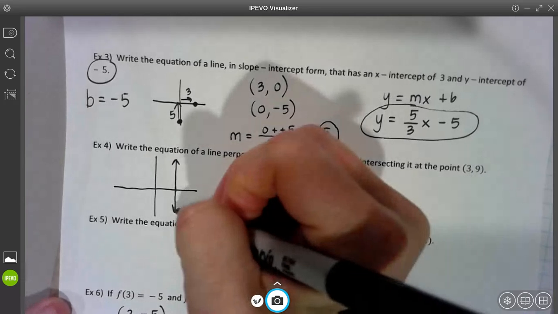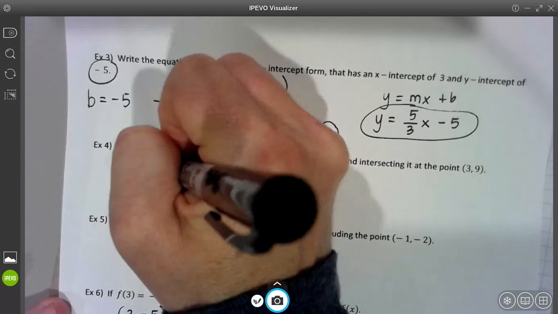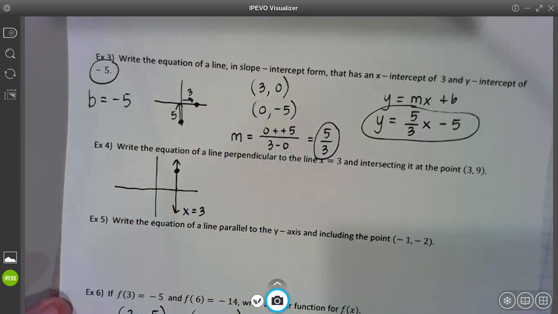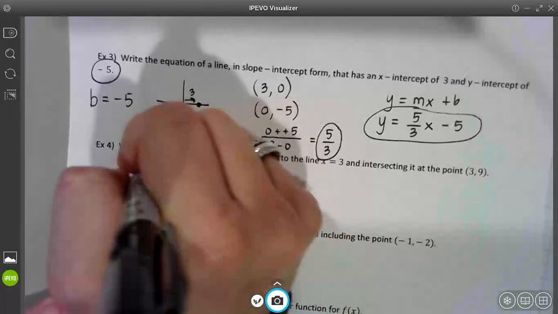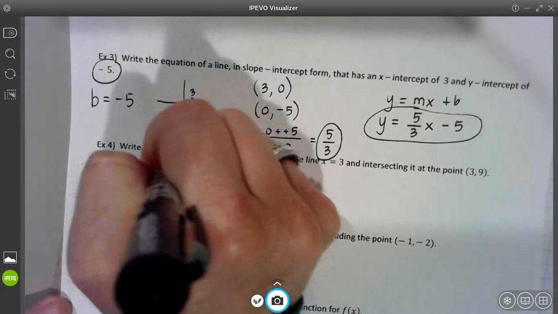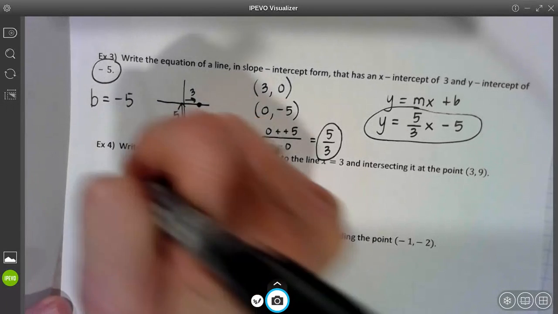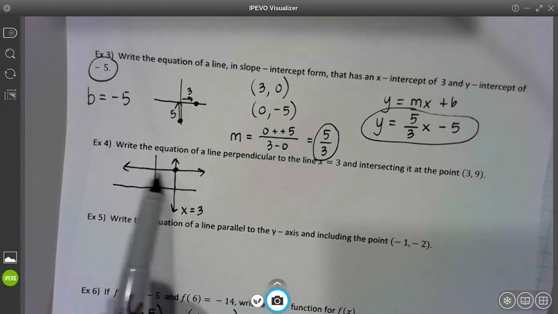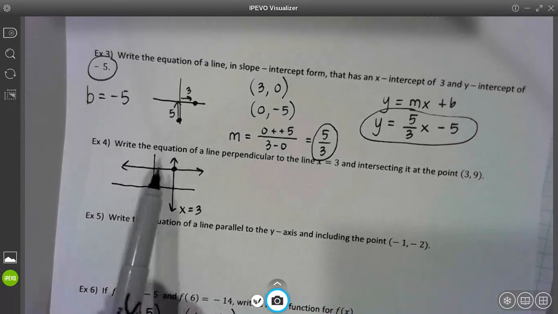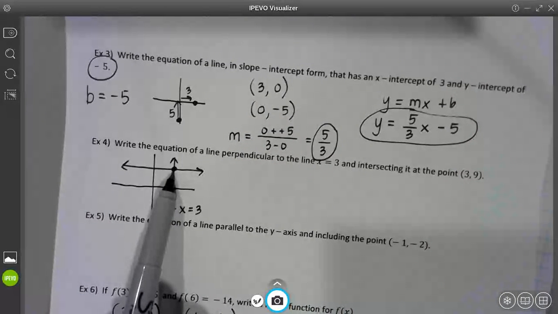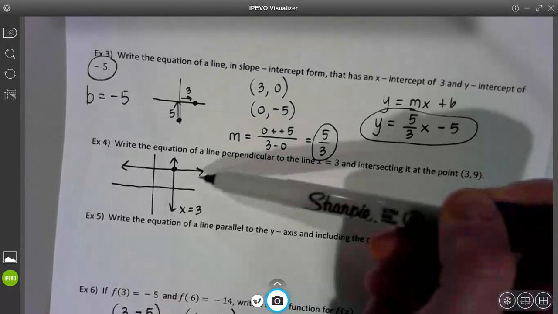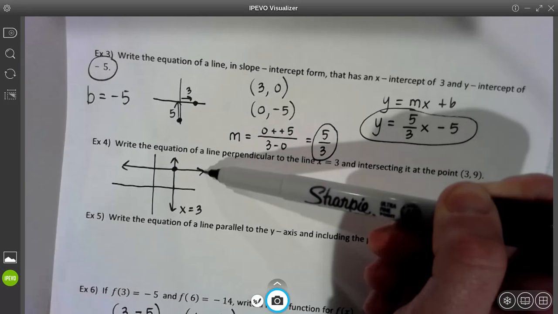So guys, the point 3, 9 is right here. It's right 3 and it's up 9. It's right on the line x equals 3. So we are trying to write a horizontal line that passes right through it. So this is our line right there. It is a horizontal line going through the point 3, 9. Guys, on a horizontal line, which coordinate doesn't change? Which coordinate does not change on a horizontal line?